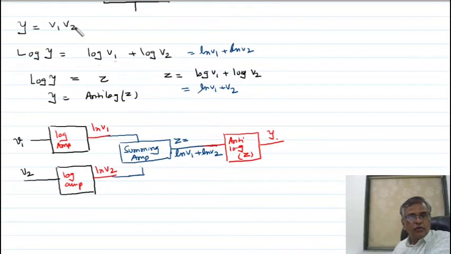With the help of log and anti-log amplifier, you can find the output Y. By giving the input V1 to one log amplifier and V2 to another log amplifier, you will get outputs ln V1 and ln V2. With the help of a summing amplifier, you get ln V1 plus ln V2. This Z you give to the anti-log amplifier, and by taking the anti-log of Z, you get the output Y. In this way you can design the circuit to find the multiplication of two signals.